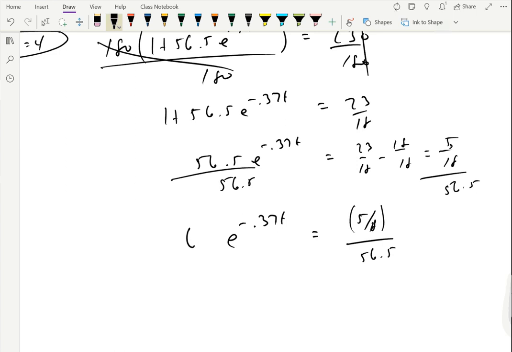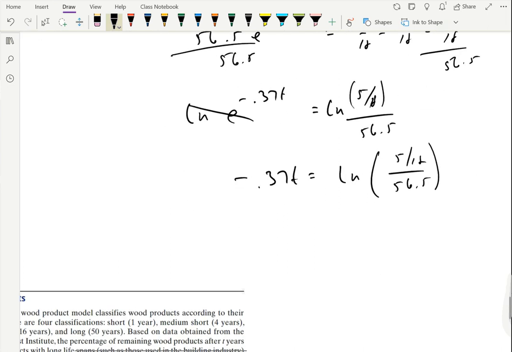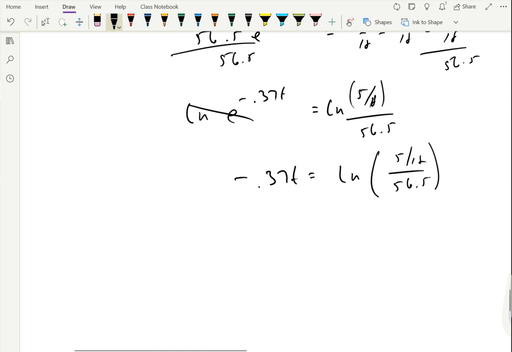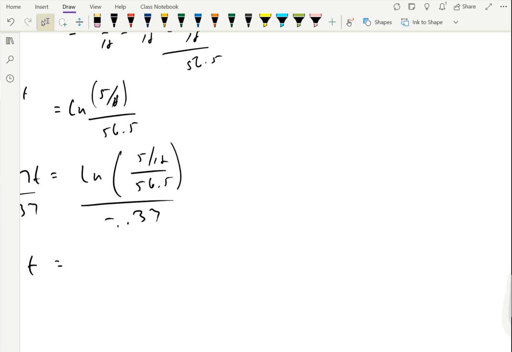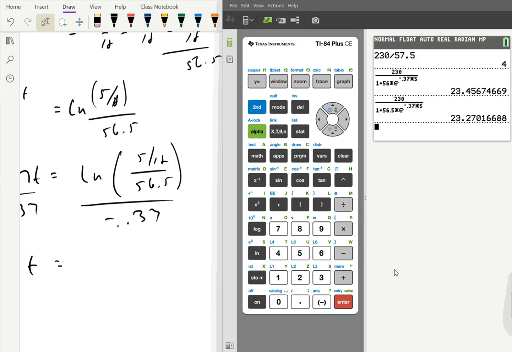Then we're going to have to apply natural log. So natural log and the e cancel. So we got negative 0.37 t equals the natural log of 5 eighteenths divided by 56.5. Then to finish solving this, we're going to end up dividing by negative 0.37. And that finally will get me my t value. So some fairly tedious work here to go ahead and get these in the right format. So let's see what we ended up with here.